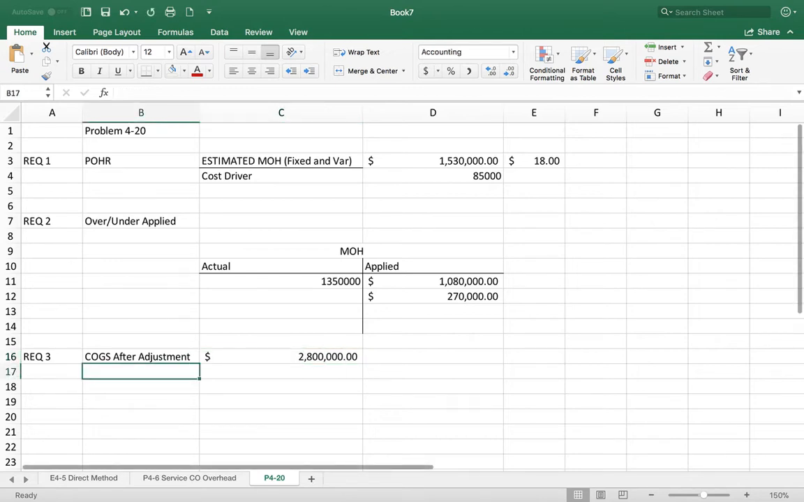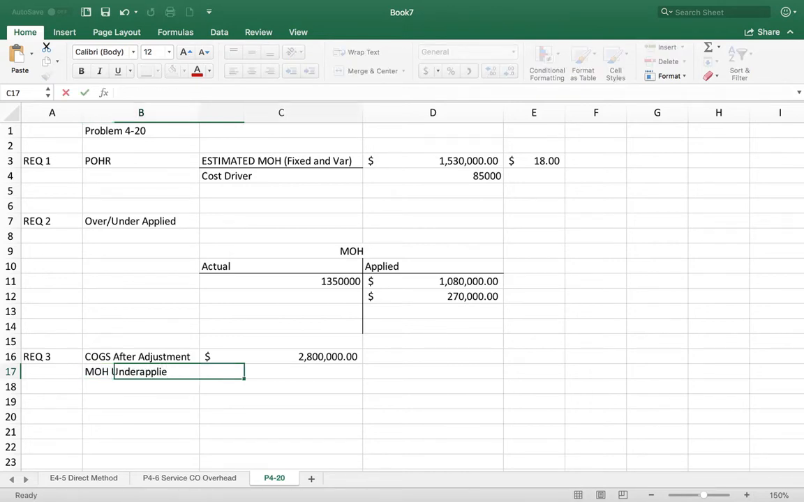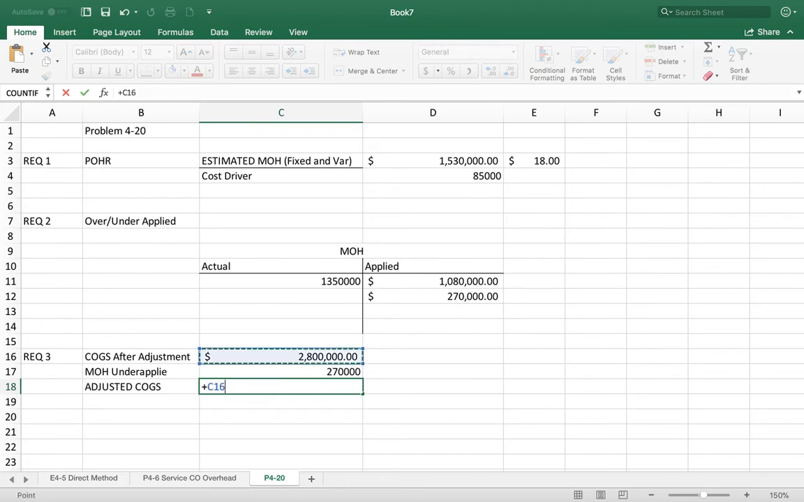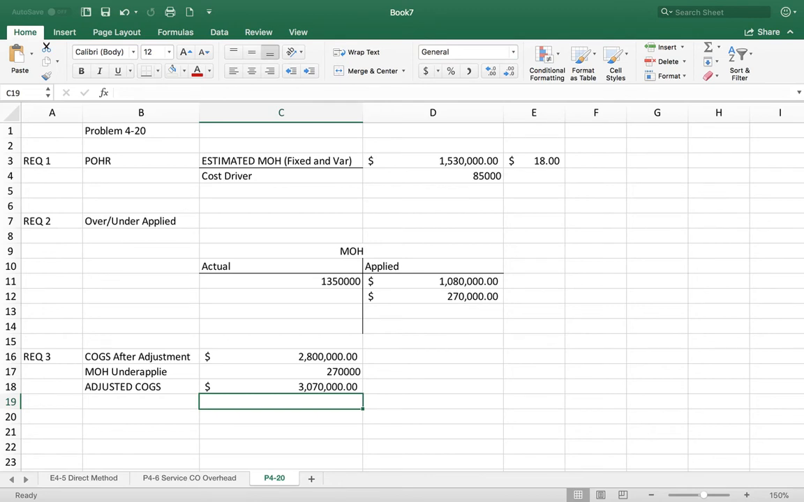All right, and then because my manufacturing overhead was under-applied, that means I actually need to add to my cost of goods sold. So I go manufacturing overhead under-applied, and that was $270,000. So at the end, my adjusted cost of goods sold would be the original cost of goods sold, and then I have to add that amount that was under applied. So that would give me my adjusted cost of goods sold. Hope that helps.